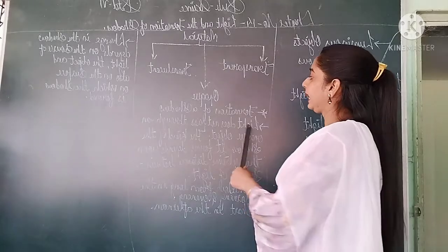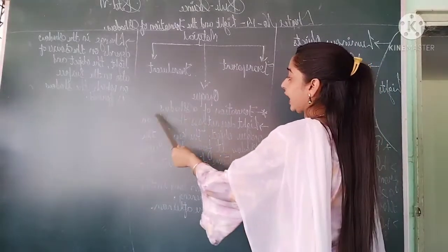Now the third one is translucent. In translucent we can see the image but it is not clear. It is unclear. This is an example of translucent. It is a window pane.